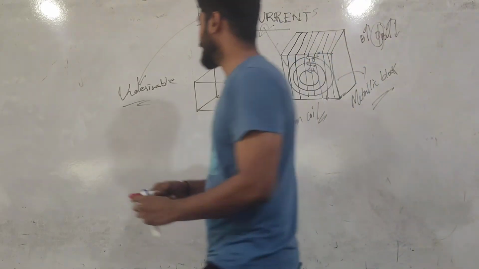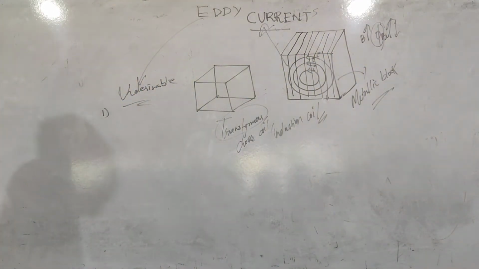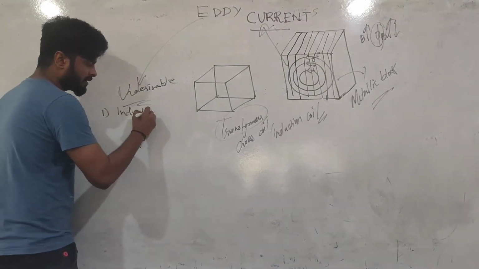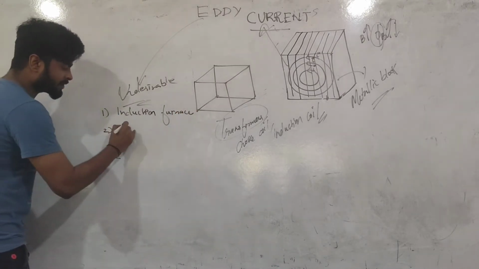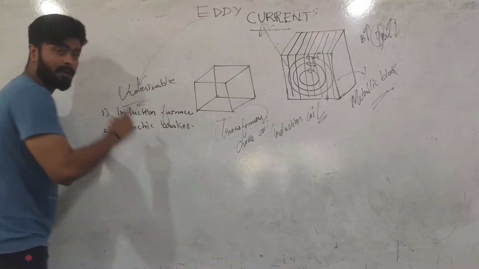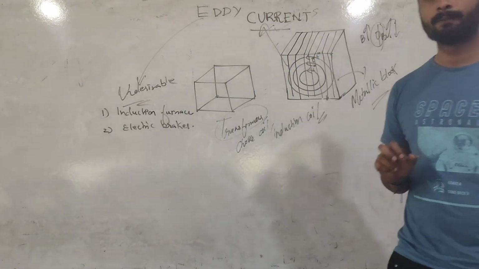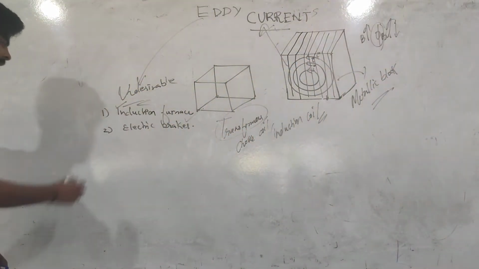Fine. Now the next and last question from this part can be, what are the applications of eddy current? Eddy current has application in induction furnace. It has application in electric brakes. Have you heard of electric brakes? Electric brakes in trains. Usually trains use electric brakes. So in electric brakes, eddy current has application. In induction furnace, eddy current has application.